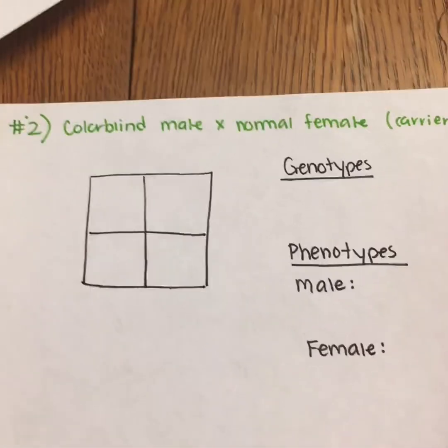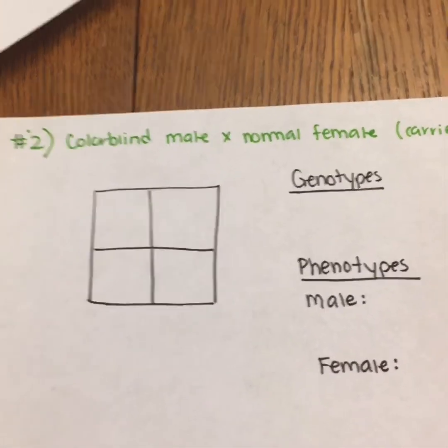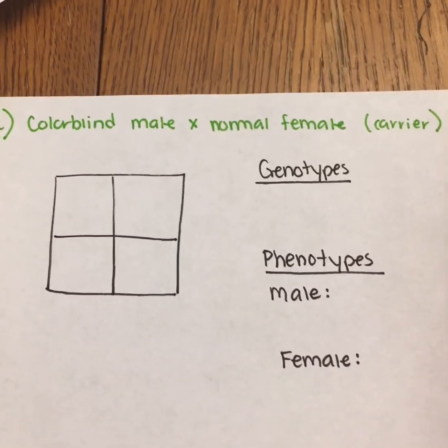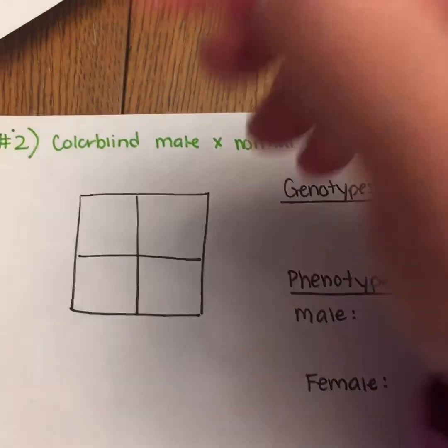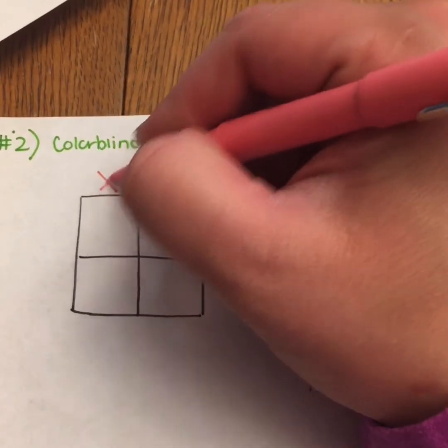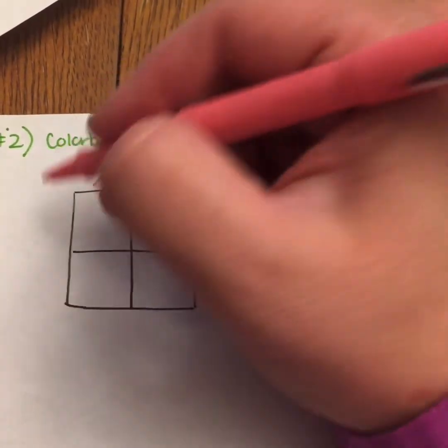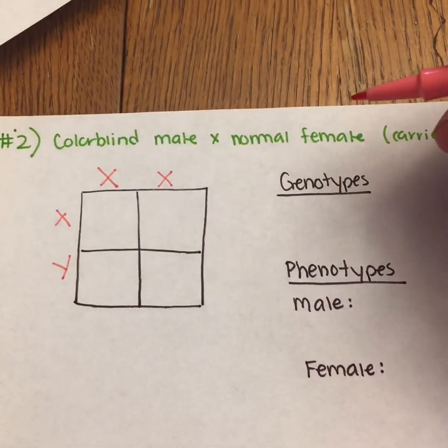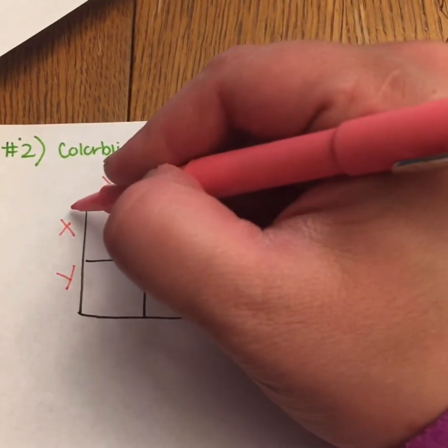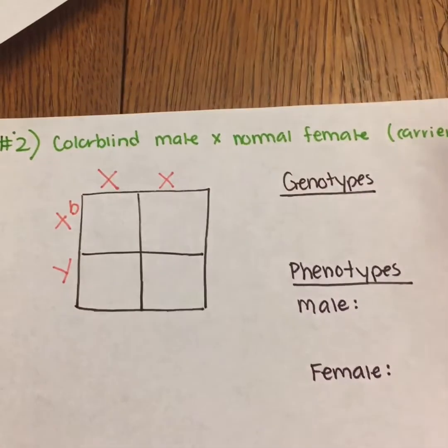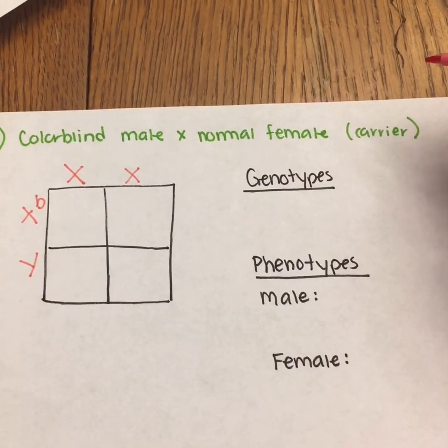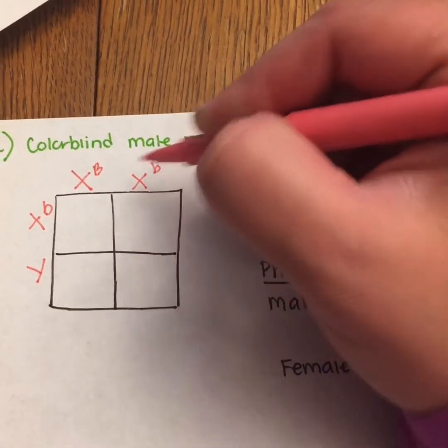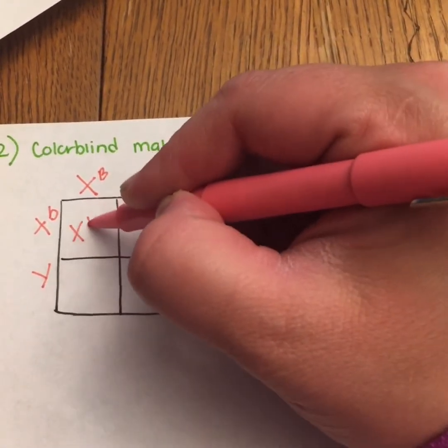Let's try another example. In this case, we're going to cross a colorblind male and a normal female who is a carrier. So we're going to set it up X and X for my female and X and Y for my male. Now the male is colorblind, so he'll have an X little b and Y. And the female is a carrier, so she will be X big B, X little b. We will fill in our Punnett square.